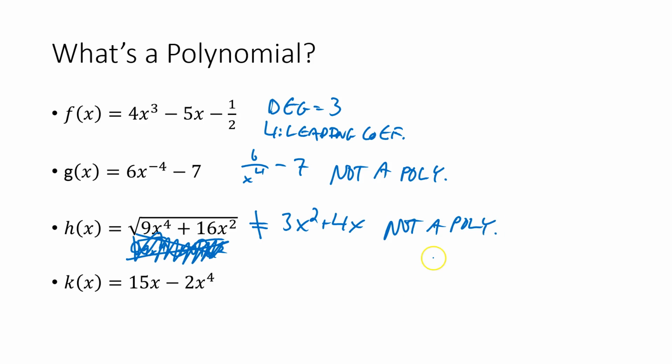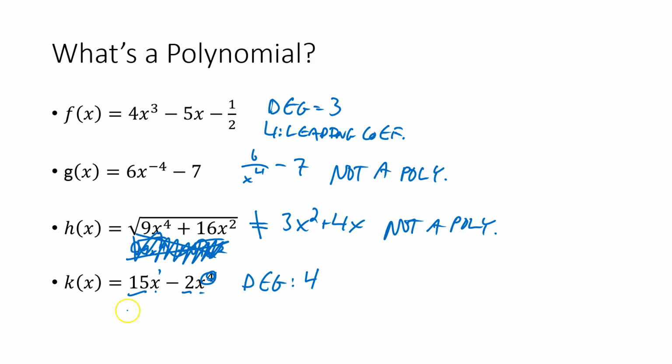Okay. This last one, though, this is a polynomial. We've got a coefficient in front of an x to the first power, and we've got a coefficient in front of an x to the fourth power. So the degree here might be a little tricky. The degree is actually 4 because it's the highest value of n we have.